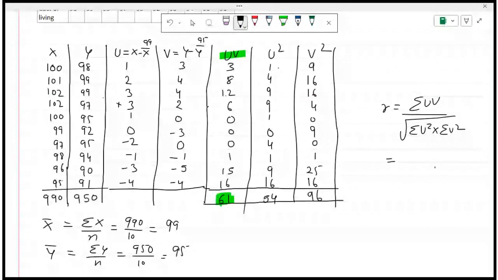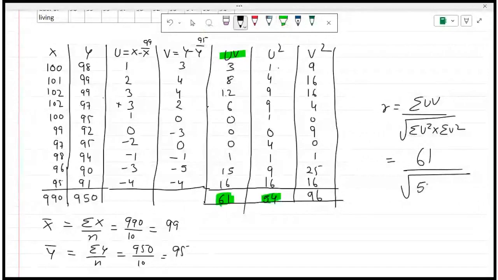61 divided by under root of sum of U square. So sum of U square is 54, multiplied with sum of V square. Sum of V square is 96. Yes. Now calculator is required. So can somebody do it? 61 upon under root of 54 into 96.